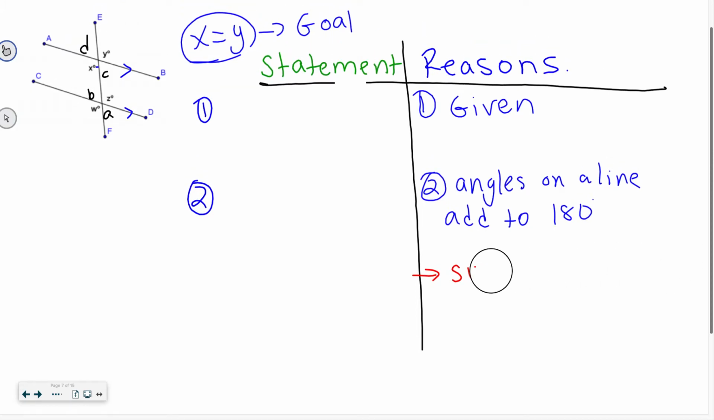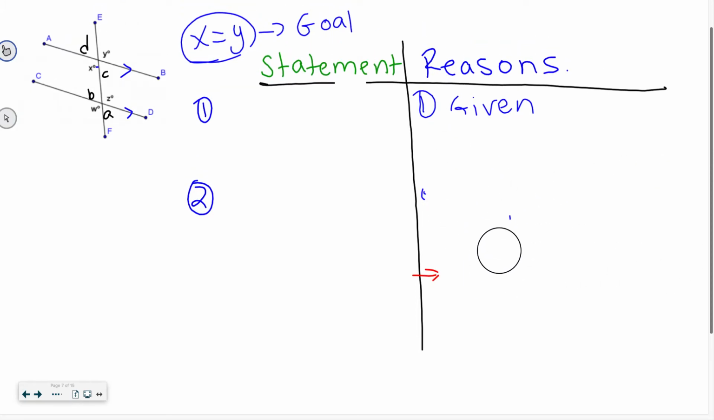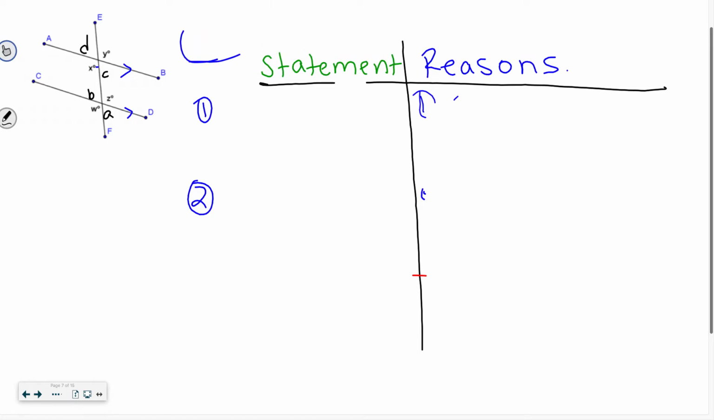We also spoke about angle A, for example, and angle Y. Let's change our goal here. Angle A and angle Y are going to add up to 180. I'm going to say angle A plus angle Y is equal to 180. Why would I be able to say that? That is my goal. How do I know that angle A plus angle Y is equal to 180?